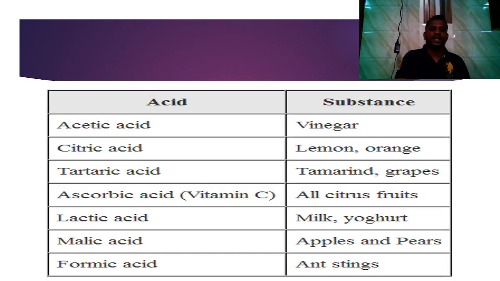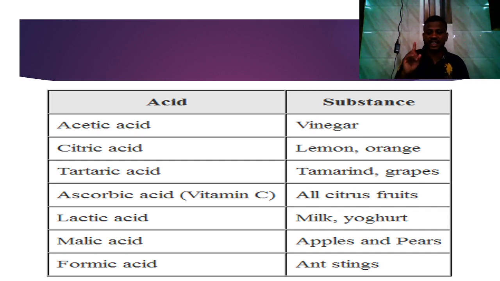Okay? Next one. There are some acids present in some substances. Acetic acid is present in pineapple. Citric acid is present in lemon and orange. Tartaric acid is present in tamarind and grapes. Ascorbic acid, that is vitamin C, is present in all the citrus fruits. The fruits which contain citrus juice have vitamin C.